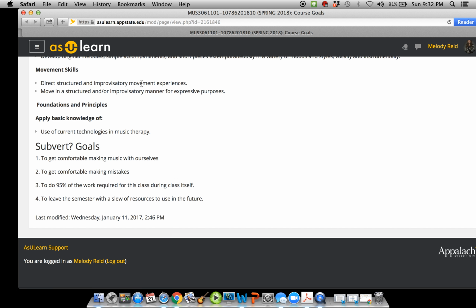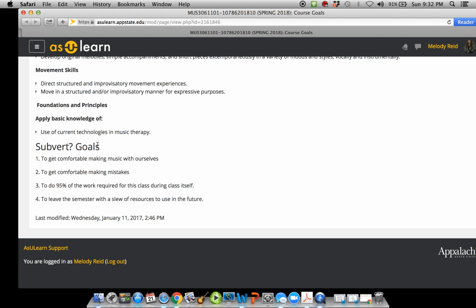So I said subvert goals. These are the underlying goals in addition to those more structured goals, and that's to get comfortable making music with ourselves. I think we've spent quite a bit of time making music for other people, by other people, within the context of other people's expectations of us, but just to get comfortable hanging out and playing music together. We're going to do quite a bit of that.